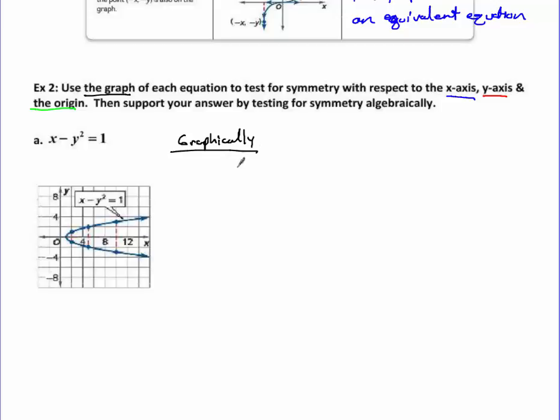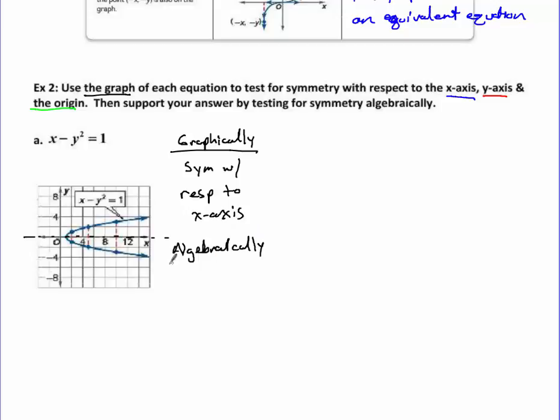So graphically, what do we see? We look at this picture. It looks to me like this graph is symmetric with respect to the x-axis. So I'm going to write that down. Symmetric with respect to the x-axis. Algebraically, we need to test this and make sure it works.